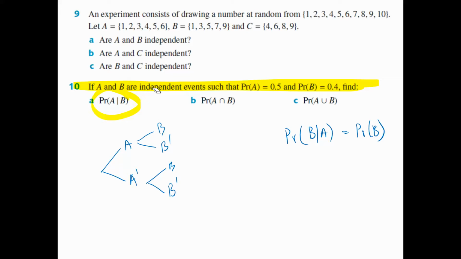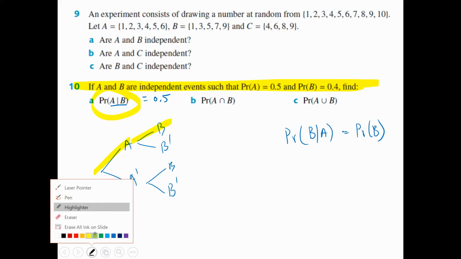Now if I want to find the chances of A given B, that's just saying what's the chance of getting A? Because B doesn't affect it. So this is just 0.5 on a logical basis. If you want the intersection of A and B, you're really saying what's the chance of getting A and then also getting B? This is the chance of getting A, which is 0.5, and getting B. So you're multiplying the branches just like we did before.